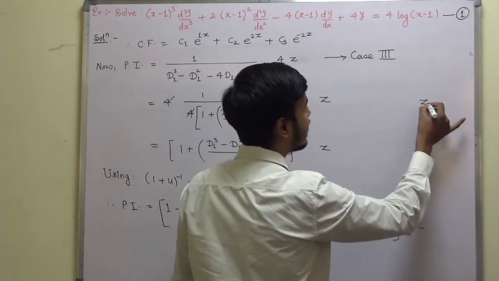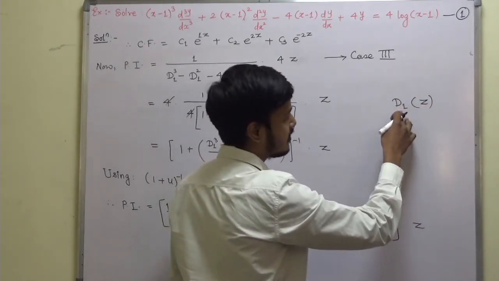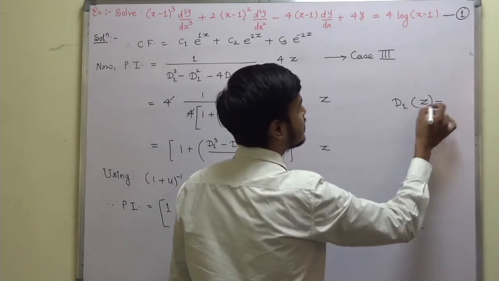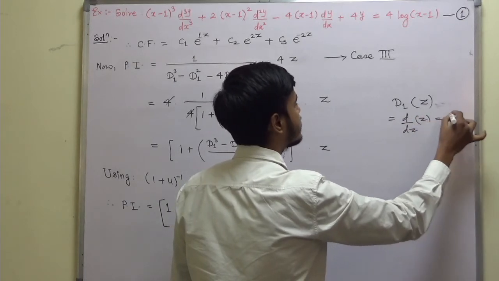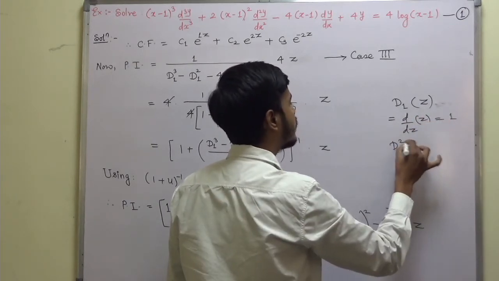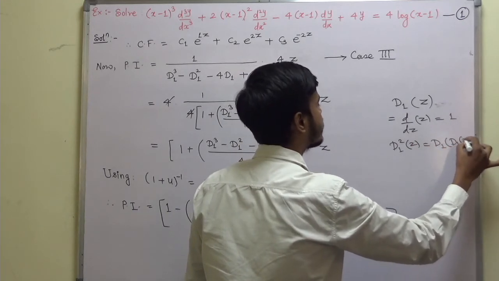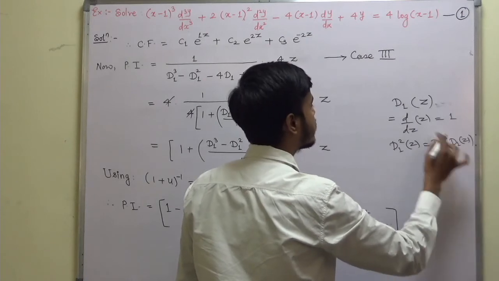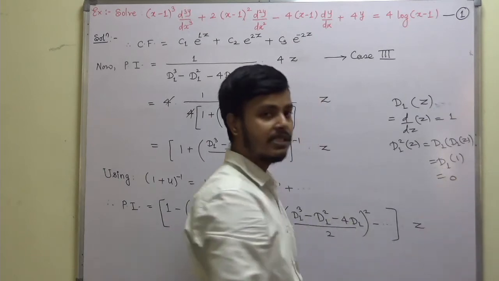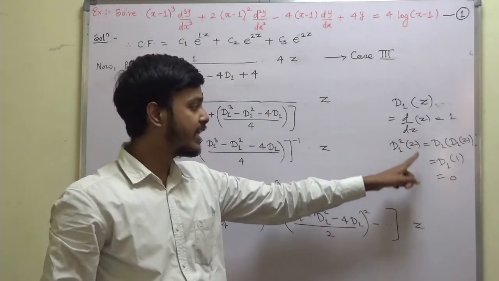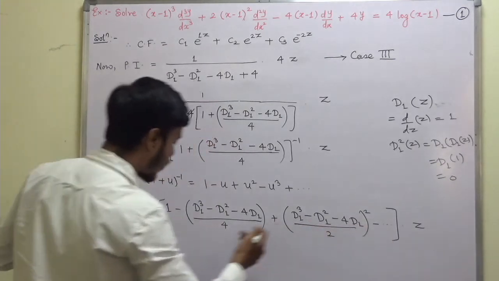Because I have z, if I take one time derivative, D1 is d by dz of z. So what is its derivative? 1. What would be D1 square of z? D1 square of z would be D1 of 1. What is D1 of 1? 0. D1 denotes derivative, and derivative of a constant is 0. Elementary things.